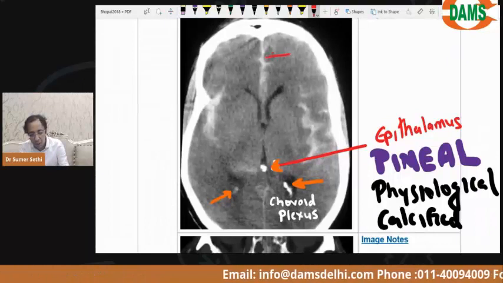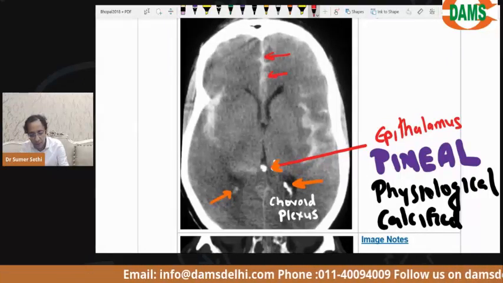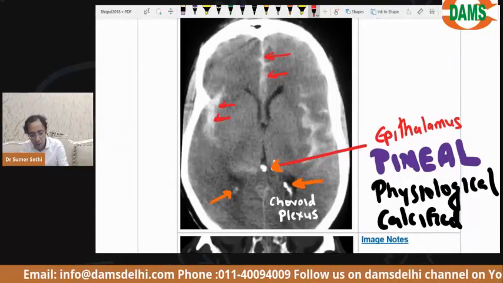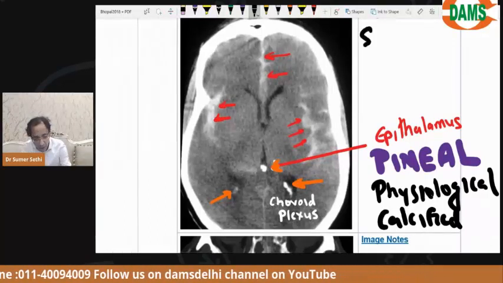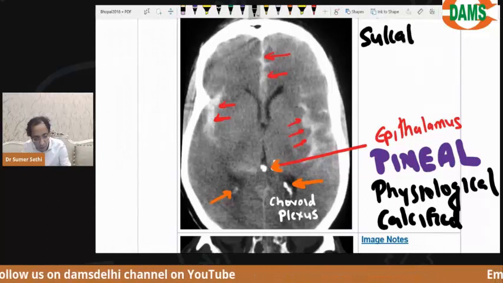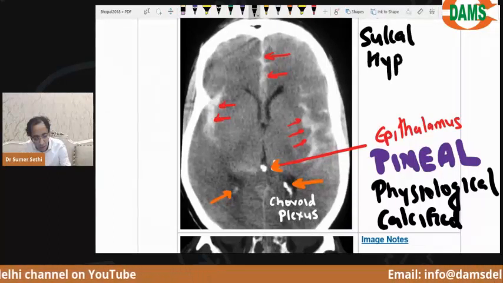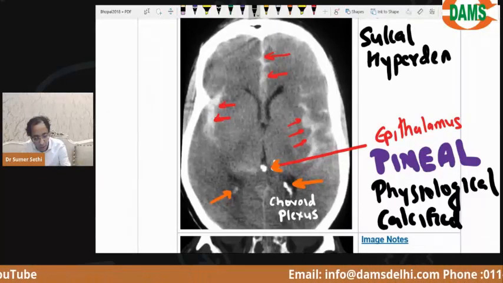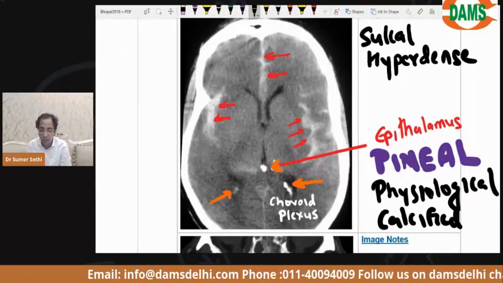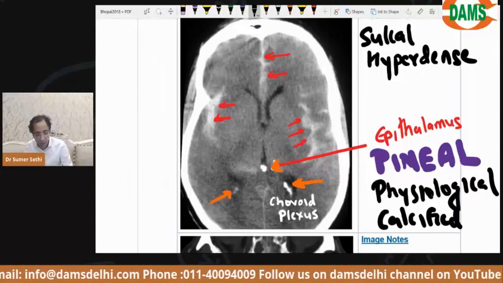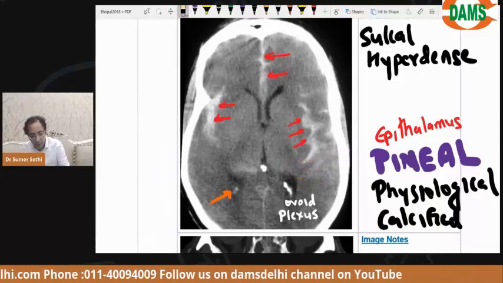Now, if I look at this area, this is where you should be seeing your sulci. Do you agree the sulcal spaces in this patient are more white? I will say sulcal spaces are appearing hyperdense. This was the image that you had last year in the NEET PG exam. The sulcal spaces are appearing hyperdense.